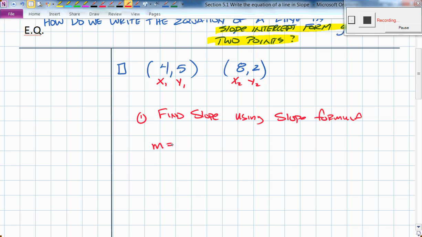Can anybody remember and help me out? What is the slope formula that we have learned before in this class? Yeah, go ahead. What do you got? y2 minus y1 over x2 minus x1. He's 100% right. What is the value of y sub 2, Sam?